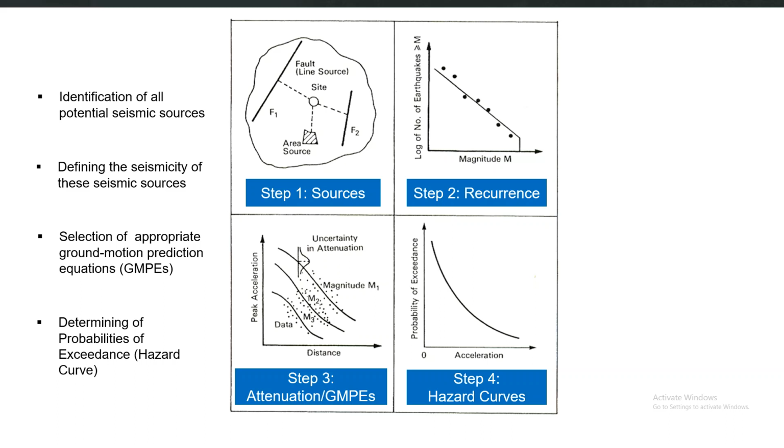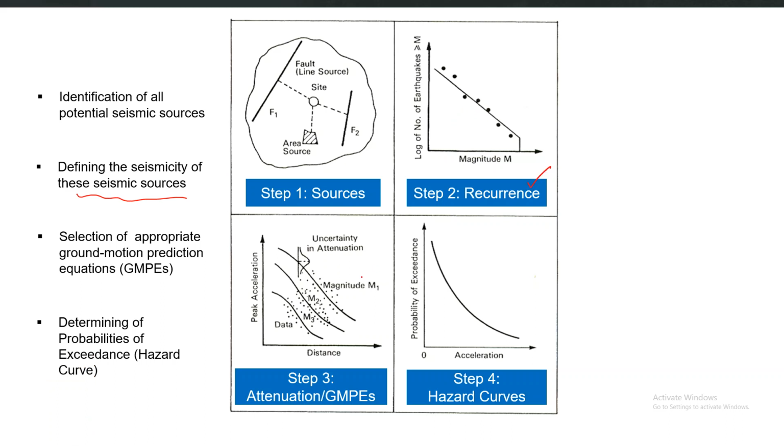Hello all. In the last lecture, we just introduced the basic concept of probabilistic seismic hazard assessment, and we have seen already that the process itself has four main steps or parts. The first step was the identification of all potential seismic sources, while the second step was to define the seismicity of each of the seismic sources, and that seismicity is defined by a magnitude recurrence relationship.